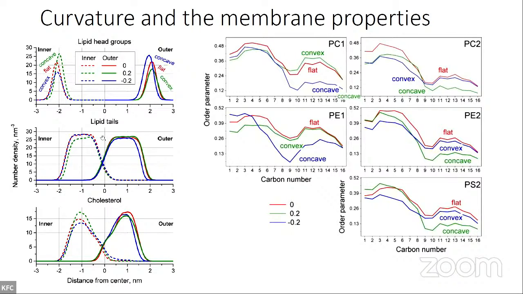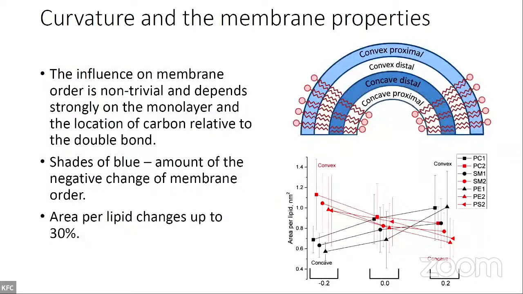The distribution of the tail changes, the distribution of cholesterol also changes, but the most important is what goes on with the lipid ordering, because if you look at the ordering of the lipid chains, you see dramatic difference if you go from the flat to concave or from flat to convex. And it's also different with different types of the lipids. So the overall picture is very, very complex. If you bend the membrane, each lipid type changes, and it's not consistent between the lipid types, and also depends on the bending direction and so on.